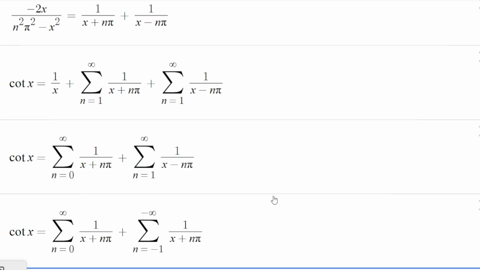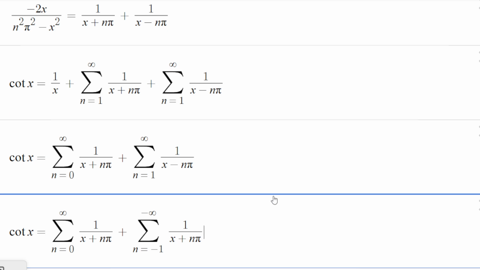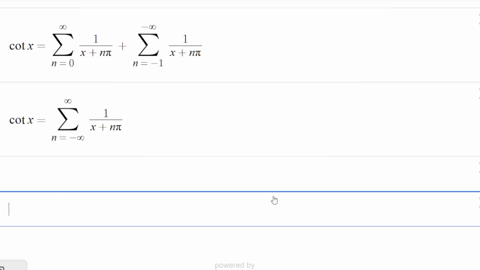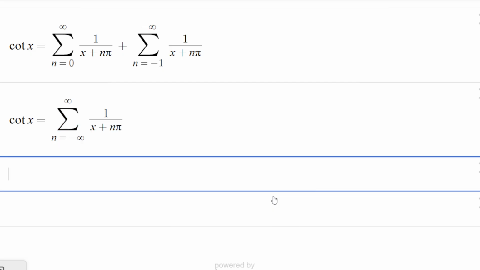Next, you'll notice in this sum, we can just bring all our n's to negative n. The sum over the positive integers of this is just the sum of the negative integers over this. And then you'll notice we have all the integers accounted for, and we have the exact same a sub n, so we can just say that cotangent x is simply equal to the sum over all the integers of 1 over x plus n pi.